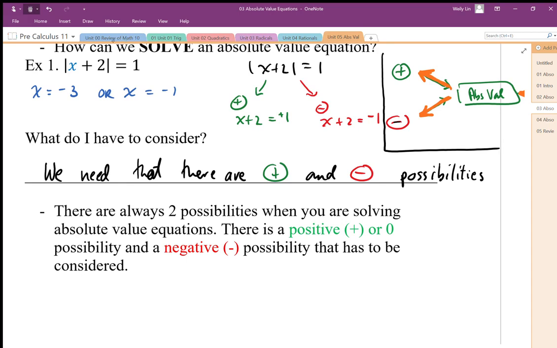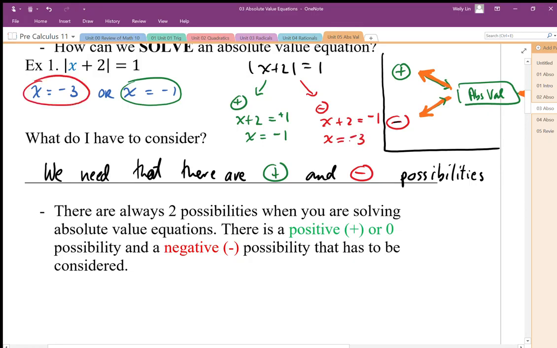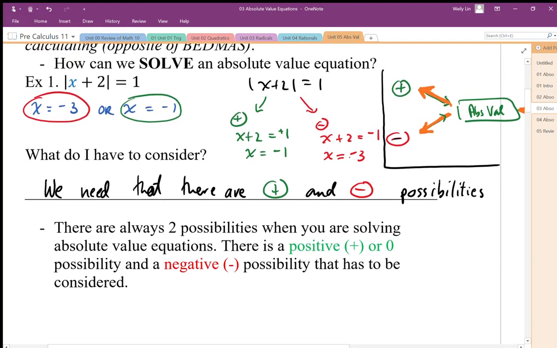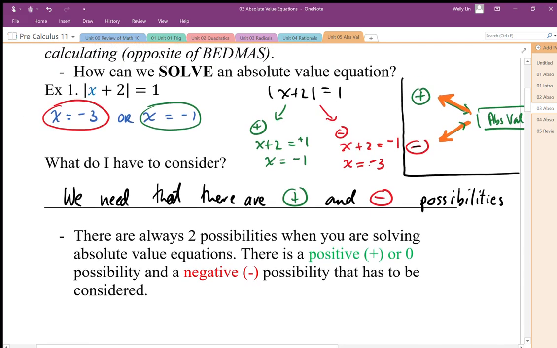Let's take a look. Let's solve the positive: we subtract 2 from both sides and end up with x equals negative 1. There it is, and that came from the positive possibility. X equals negative 3 comes from the negative possibility: I subtract 2 from both sides and end up with the negative 3 solution I was looking for. We know these are the solutions because we tested them at the very beginning. So this is what we're going to end up doing: looking at positive possibilities and negative possibilities.